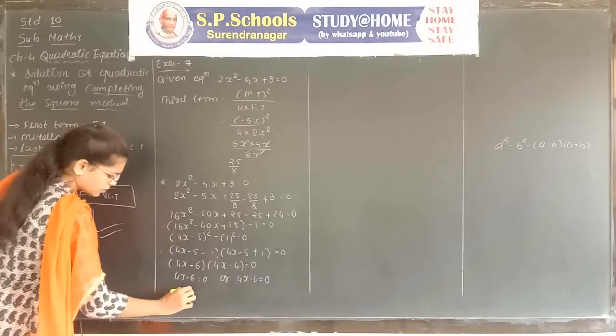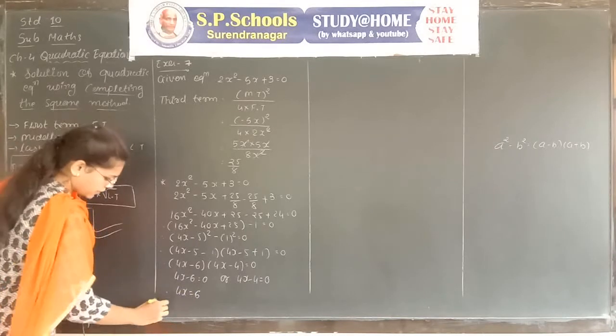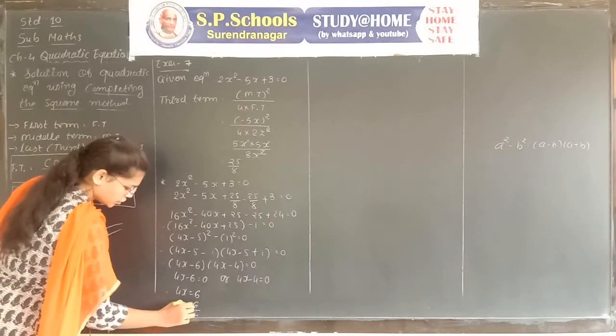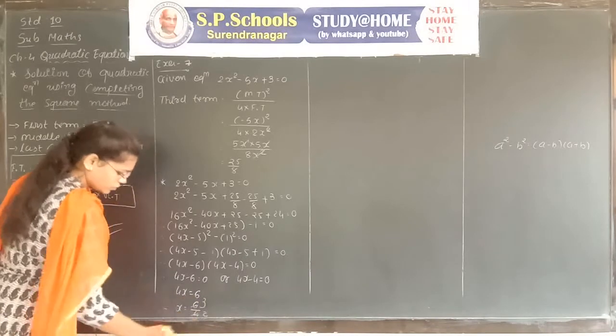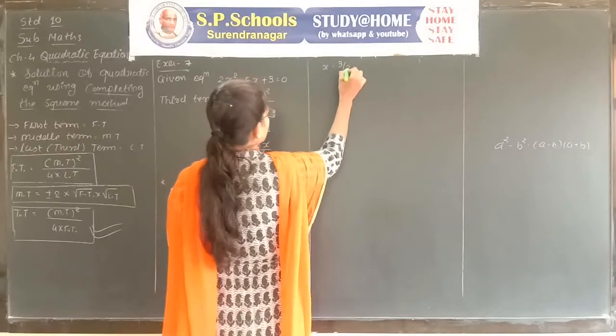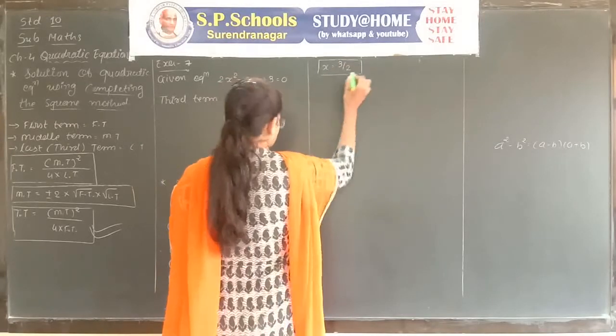For x is equal to 6, that's why the value of x is equal to 6 upon 4. 2 3s are and 2 2s are. The value of x is 3 upon 2.